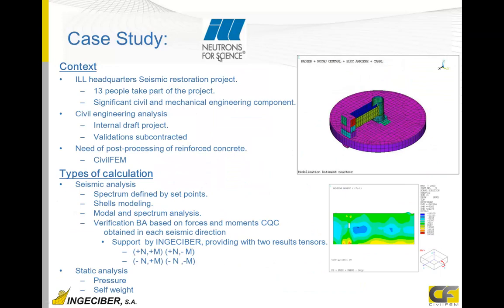Neutrons from Science did a study of a restoration project, a seismic reevaluation, and for this purpose they calculated the needed reinforcement amount with CivilFEM, considering just the seismic results, using this tool for axial and bending moment: all positive, all negative, combination of axial positive with bending negative, and the opposite. So to cover all the options, these 4 options, they use this tool, and also code checking and design.